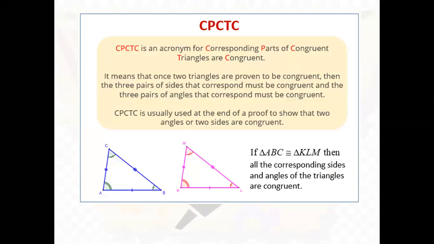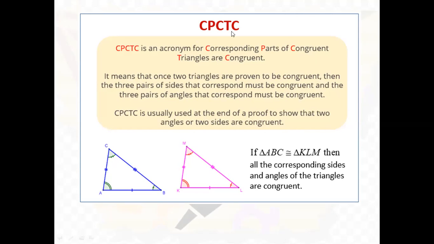So let's go further and see what CPCTC means. CPCTC is an acronym for corresponding parts of congruent triangles are congruent. Instead of writing the whole thing, because it's a very long name, they have shortened it: C from corresponding, P from parts, C again from congruent, T from triangles, and C for congruent. They have just taken the first letter of each word and shortened it to CPCTC.